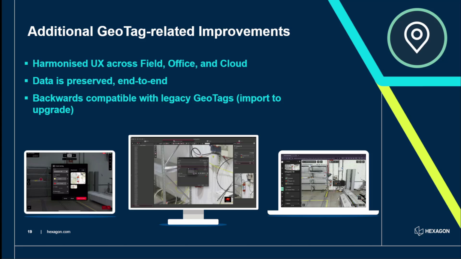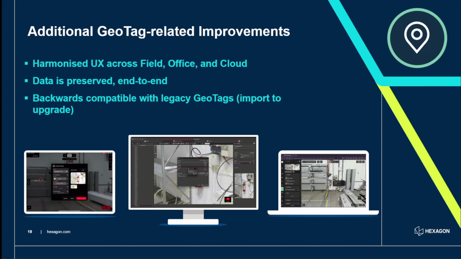The data is fully preserved end to end. You upload and attach a PDF in the field to Field 360. You can access that in Reality Cloud Studio. When you stream that back to CloudWorks, you can see the same file. So it really is highly connected. And it's also backwards compatible with existing GeoTags.